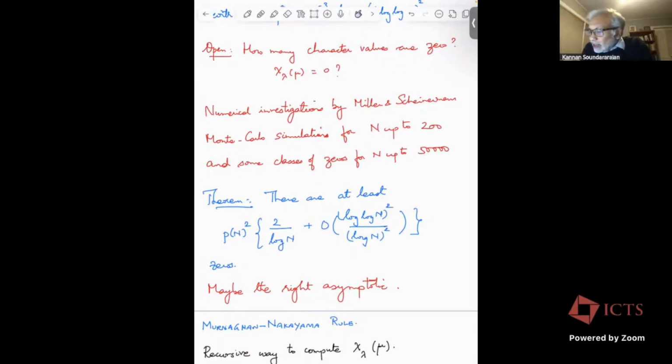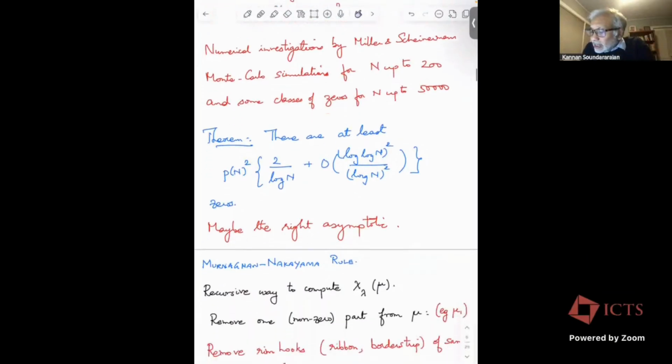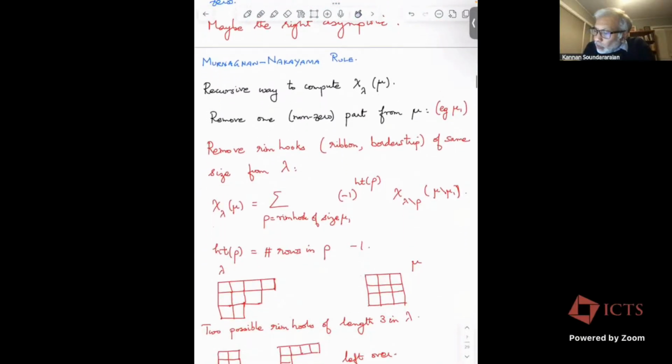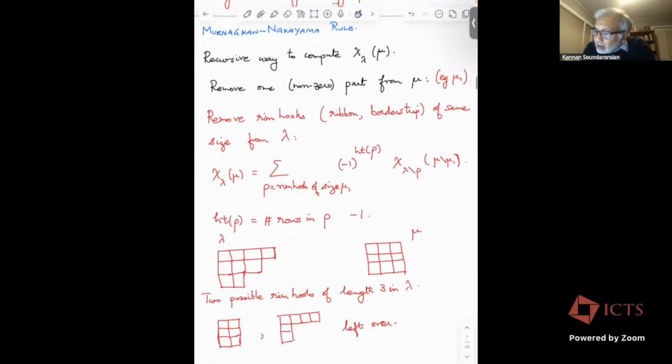So now let me try to tell you something about how these character values are computed. One important way of calculating this is a recursive procedure, which is called the Murnaghan-Nakayama rule. And this will play a key part in motivating the analytic number theory questions that will next come up.